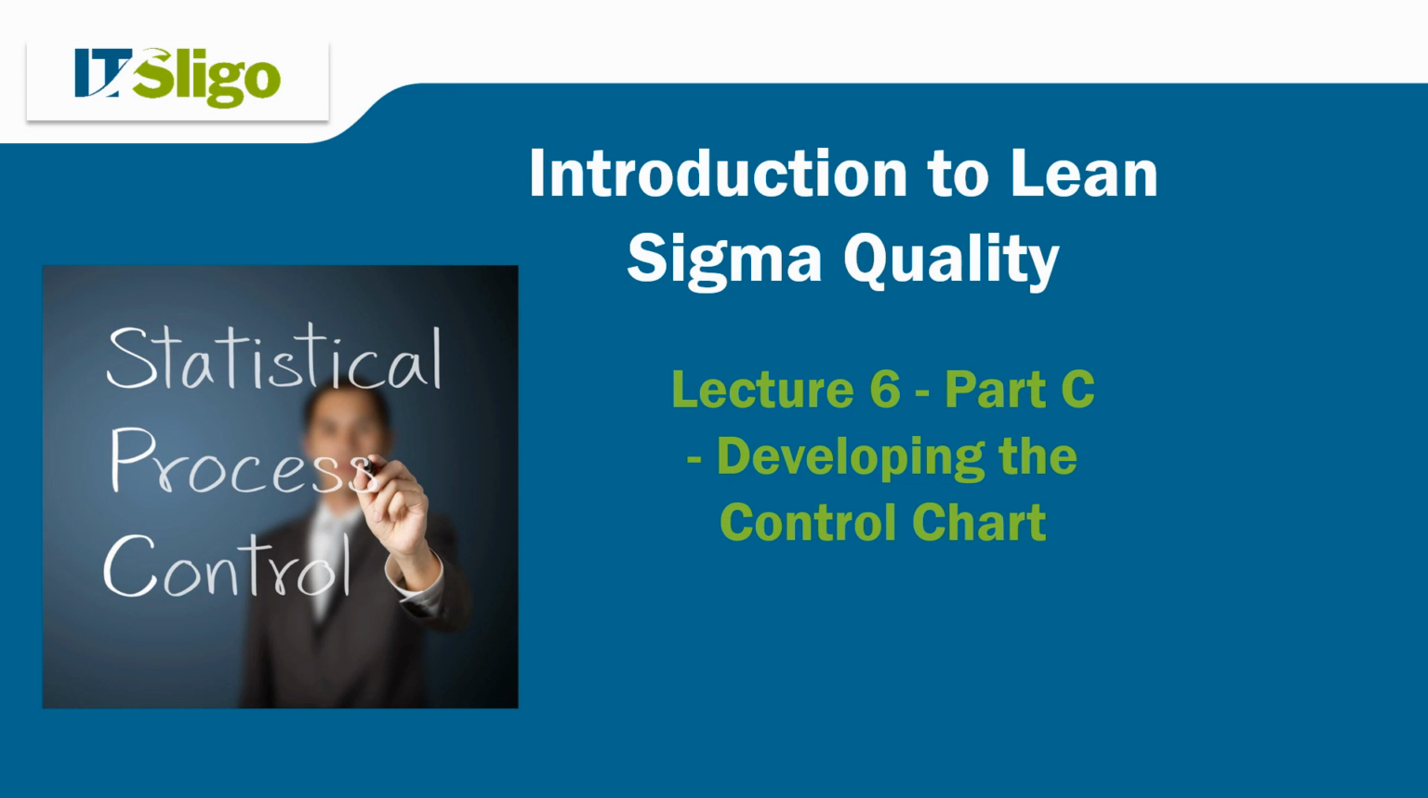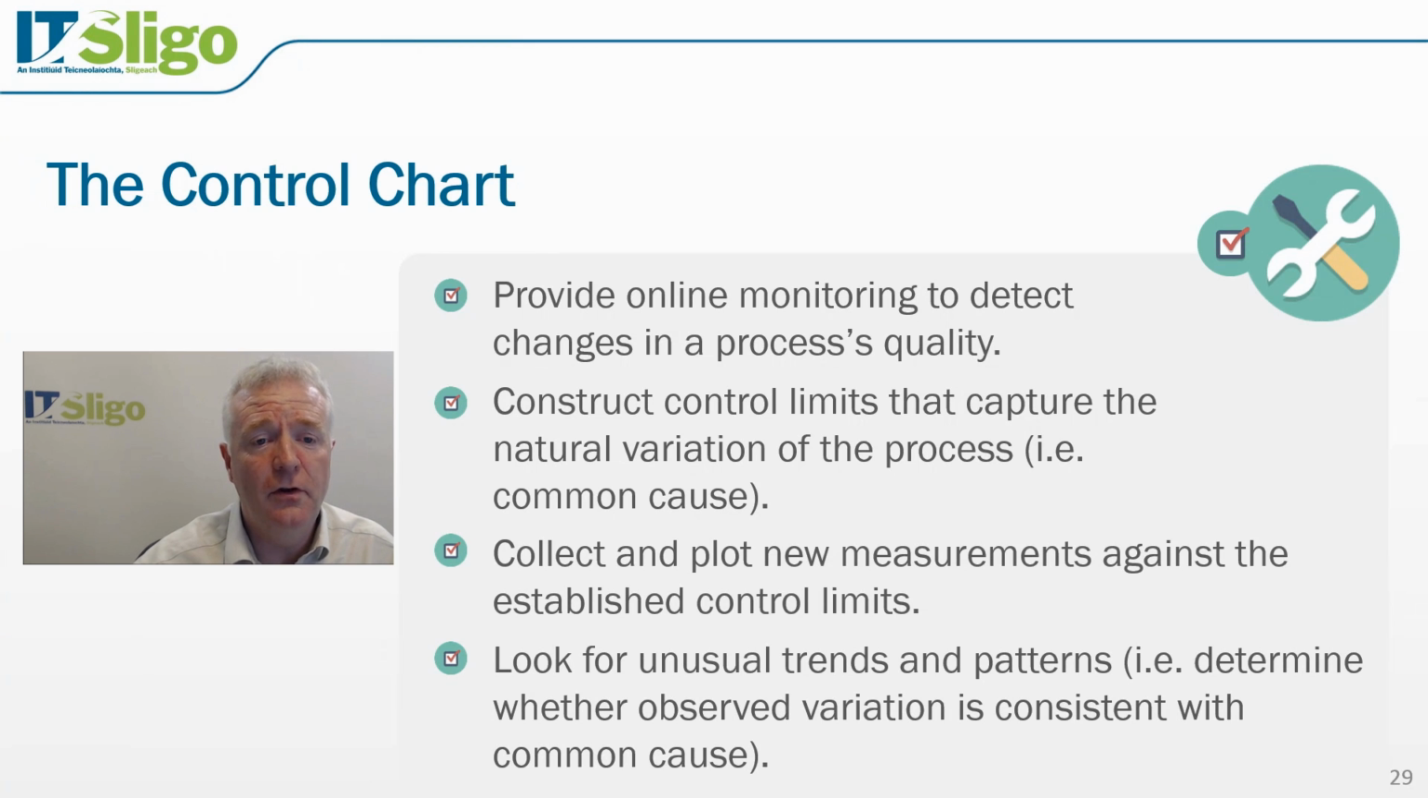Hello and welcome to Lecture 6, Part C. In this section we will develop the control chart. The control chart allows us to control and monitor a process. It will provide online monitoring to detect changes in a process's quality.